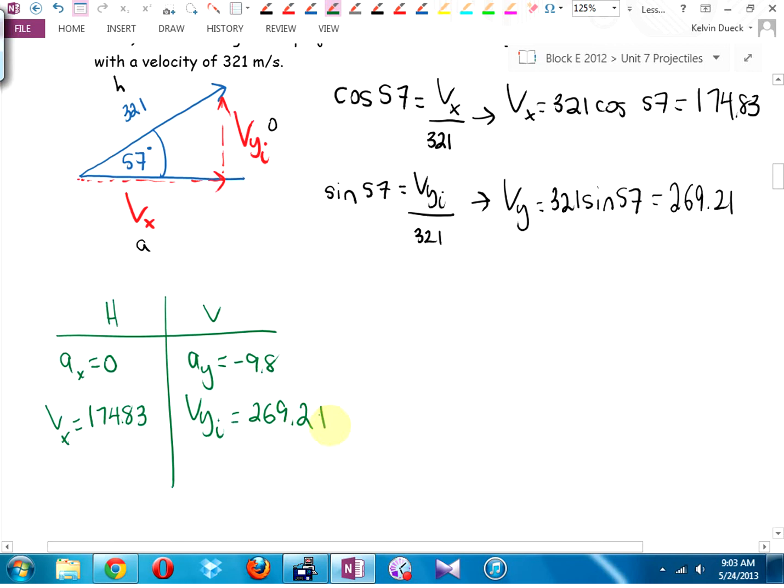269.21. Not enough. Ooh, because I'm starting on the ground and ending on the ground, I know something else. Yep. What goes up must come down. Who knew that was actually a physics rule? Which column do I have three things in? Okay.